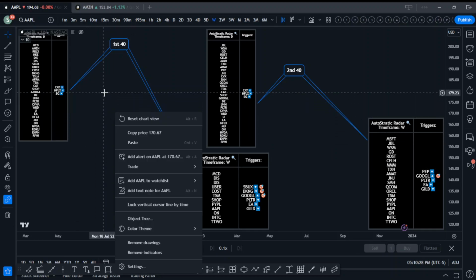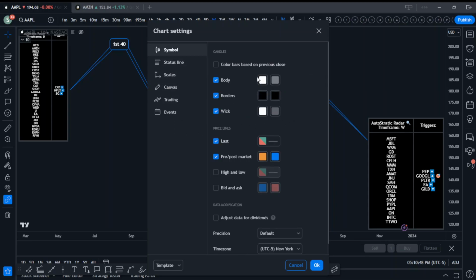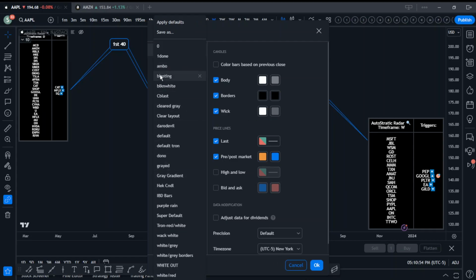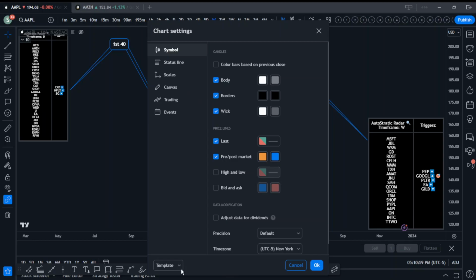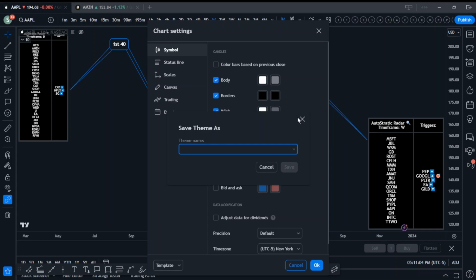You just right click on the background and you go down to settings, and all of that stuff is found in there. The canvas tab, and you can mess around with the background right there. You can mess around with the grid lines, you can mess around with the crosshair, you can change the colors of your candlesticks, all that good stuff. And then when you have it like you like it, you can save it as a template by clicking template, save as, and then you can write in the name that you want to save it as.